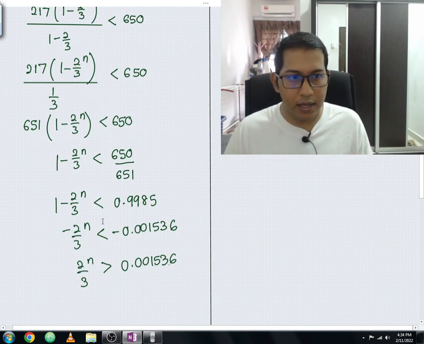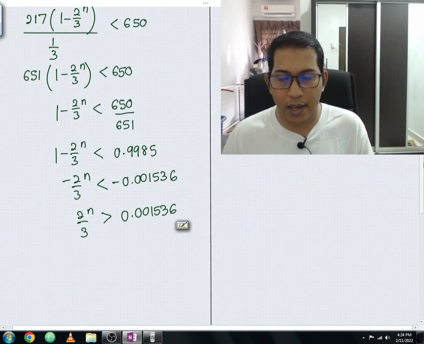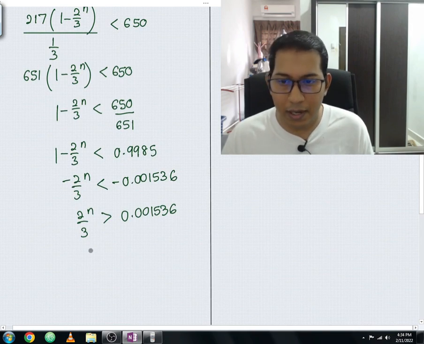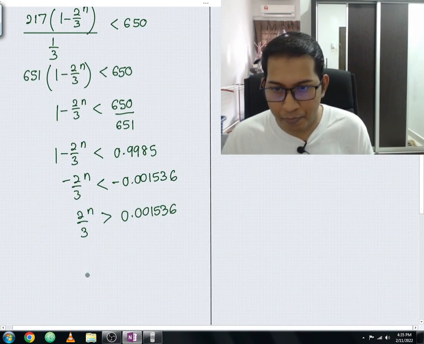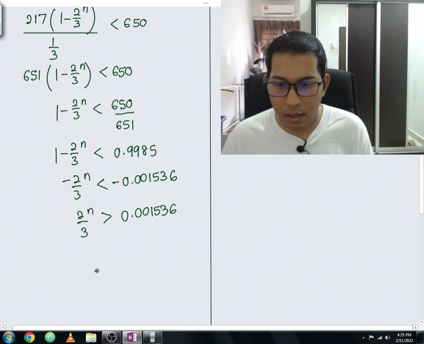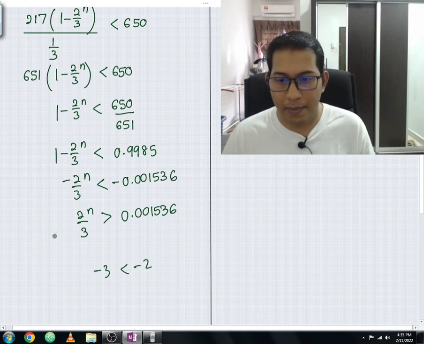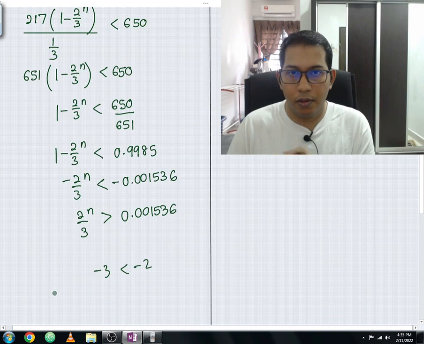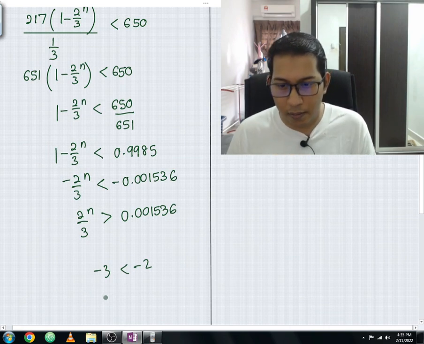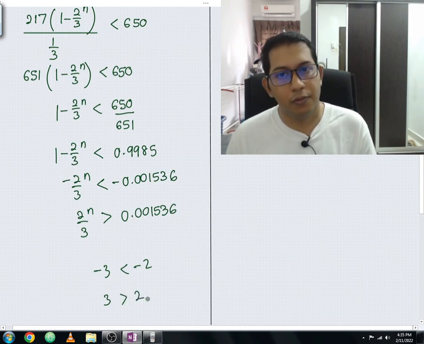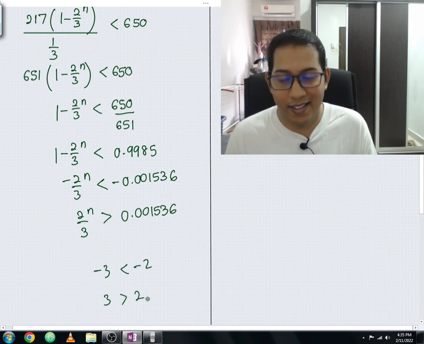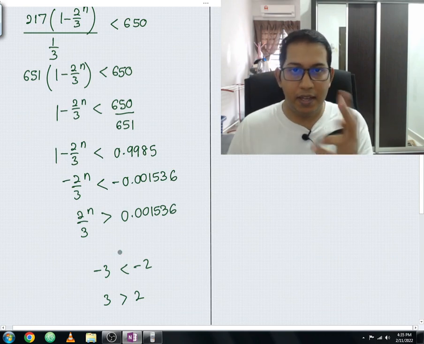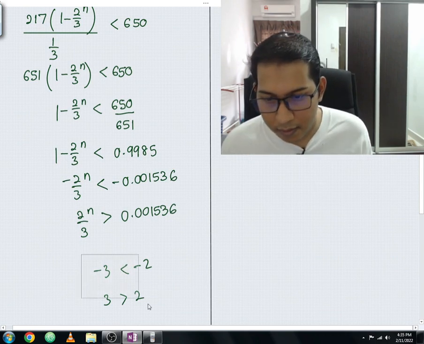If you don't understand, don't worry, let me show you a quick explanation. The similar concept, guys: for example, negative 3 is less than negative 2, because negative 3 is lesser than negative 2. When you divide the inequality by negative 1, it becomes 3, but now 3 is more than 2. Can you get the explanation behind flipping the inequality symbol? Okay, so let me just erase this.